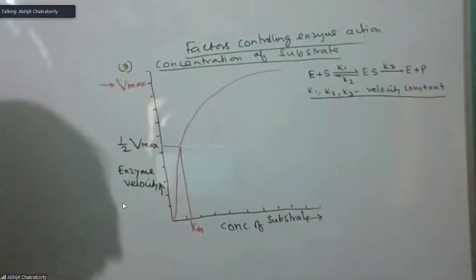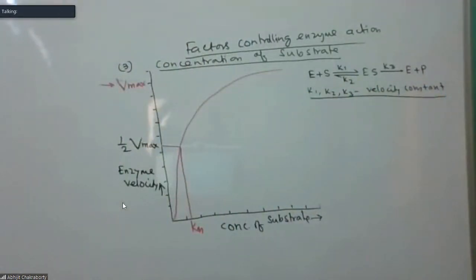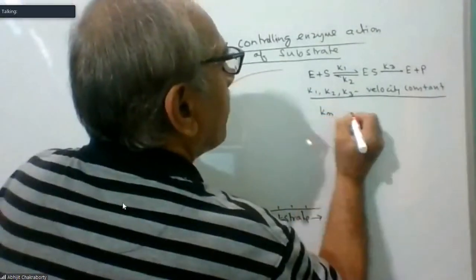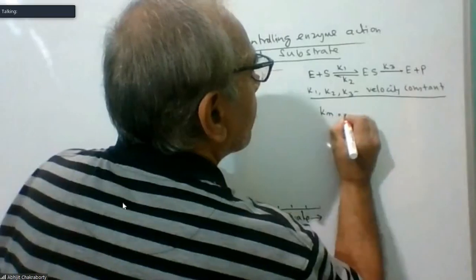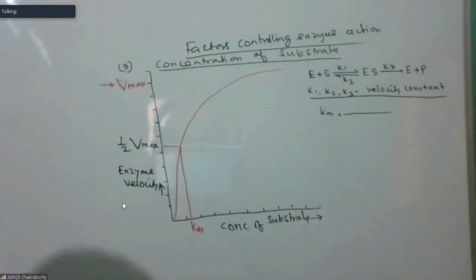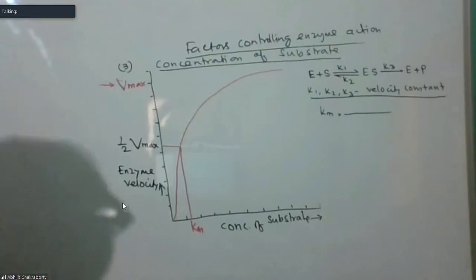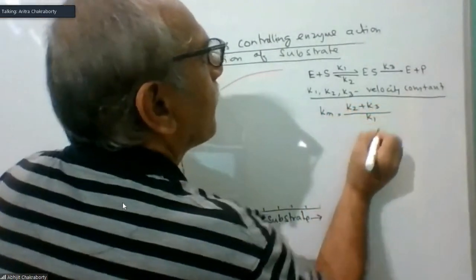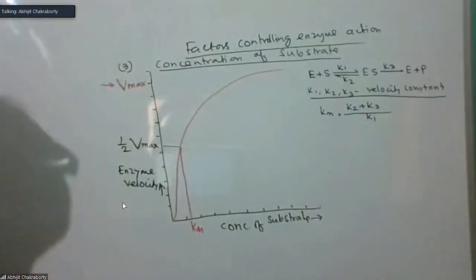Velocity constant. So from here we can get the Km. What should we write for the Km? Km is equal to K2 plus K3 by K1.